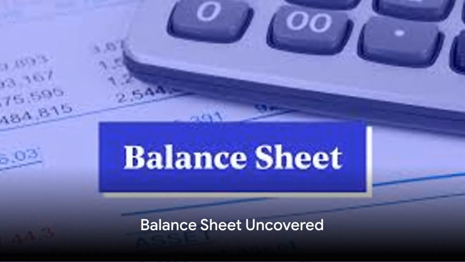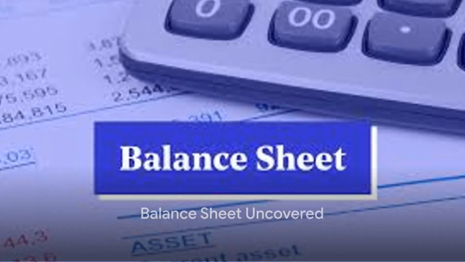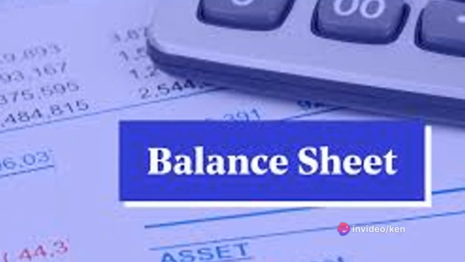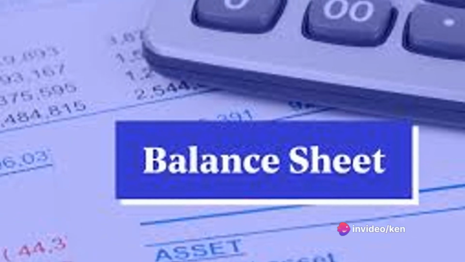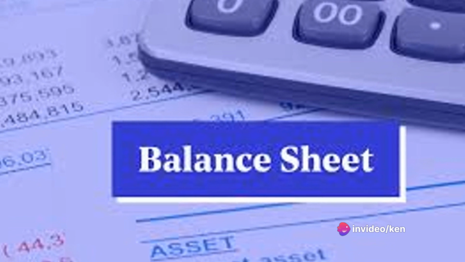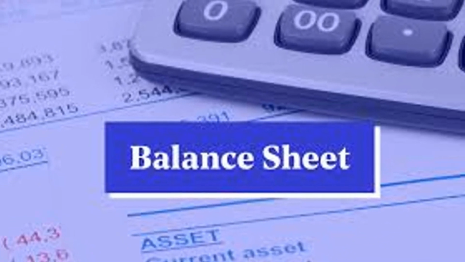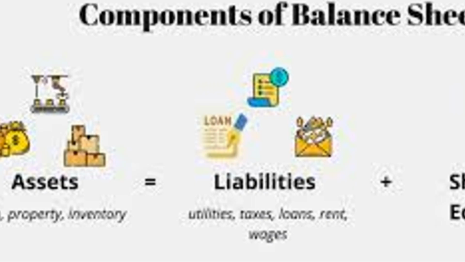Picture the balance sheet as a snapshot of a company's financial health at a specific point in time. It's like a photo capturing everything the company owns, owes, and the amount invested by shareholders. Let's break it down. The balance sheet is divided into three main components: assets, liabilities, and equity.